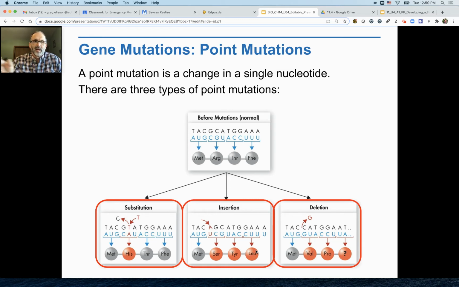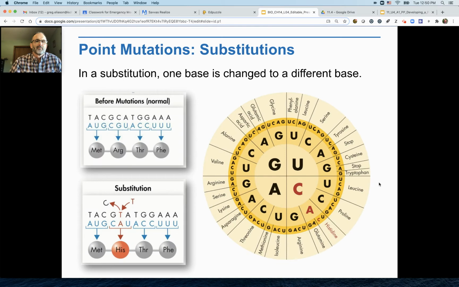Deletion is when an amino acid or a nucleotide is pulled out, and then that shifts the subsequent amino acids. So we lose a nucleotide here, and that shifts them to the left, creating a different result there. So let's look at the result of a substitution mutation.